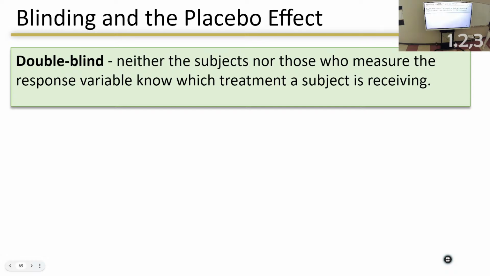Typically, if it's giving it, it's to non-humans. Single blind is typically a human doesn't know by himself. If it's a non-human, then the person doing it doesn't know. Double blind is neither one of them knows. Most of this is dealing with humans. So single blind, double blind.